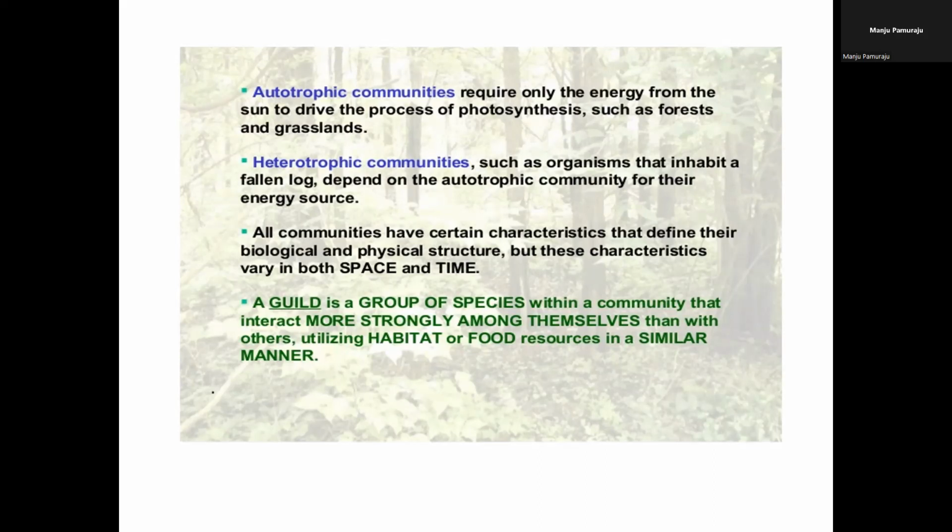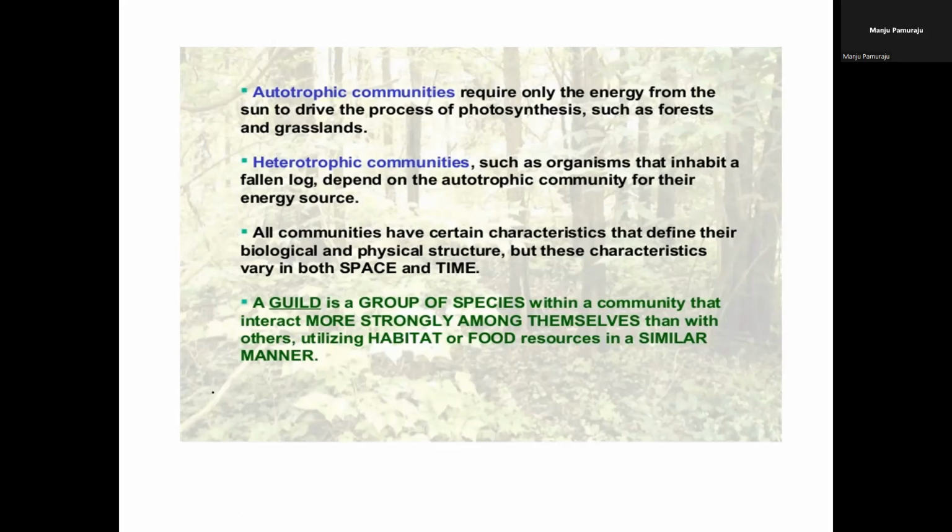Another term is guild. A guild is a group of species within a community that interact more strongly among themselves than with others, utilizing habitat or food resources in a similar manner. They interact among themselves only, and they utilize their space and energy resources in the same manner. So it is called a guild.